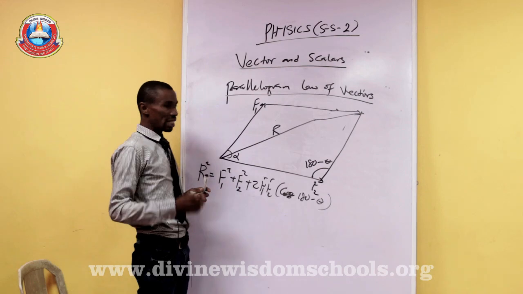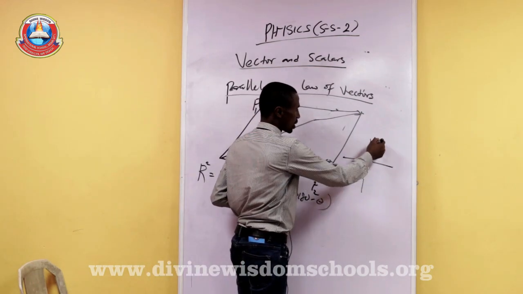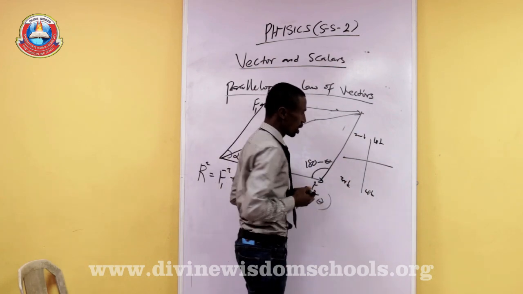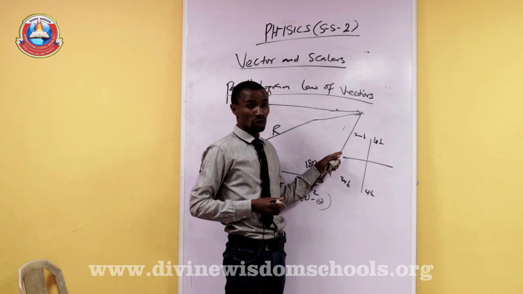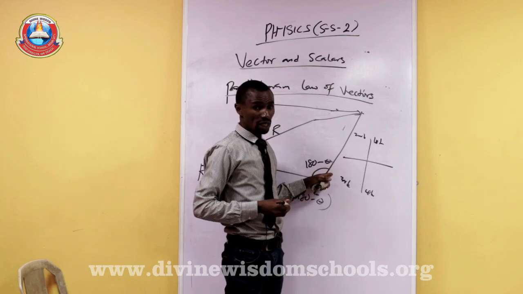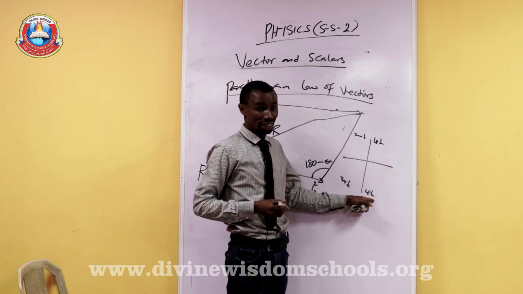Remember that in mathematics we talked about the quadrants. We have the first quadrant, the second quadrant, the third quadrant, and the fourth quadrant. The first quadrant is between 0 and 90 degrees, while the second quadrant is between 90 degrees and 180. The third is between 180 and 270, while the fourth quadrant is between 270 and 360 degrees.